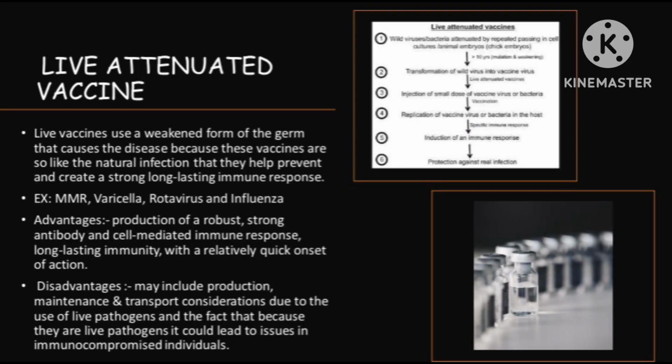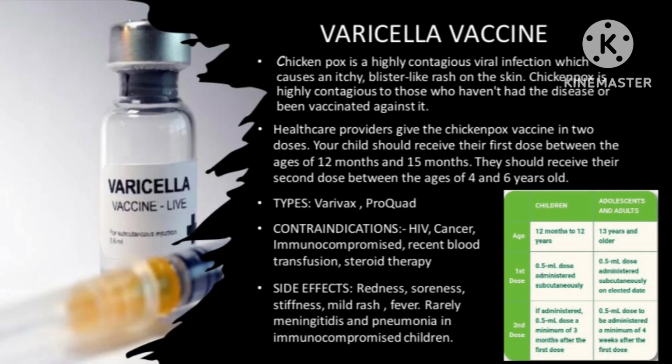Live attenuated vaccines use a weakened form of the germ that causes the disease. They help to create a strong, long-lasting immune response. For example, MMR and varicella vaccine. Viruses attenuated by repeated passing in cell cultures for more than 10 years transform into the vaccine virus. Small doses of this live attenuated vaccine are injected into the host. Replication of this vaccine virus inside the host produces a specific immune response. Induction of an immune response gives protection against the real infection.